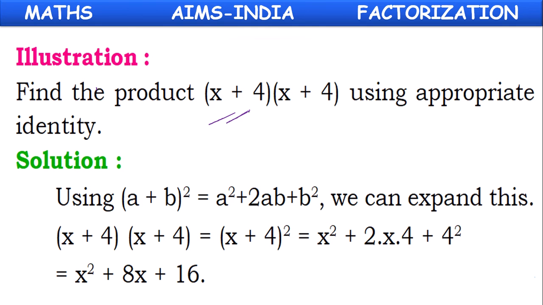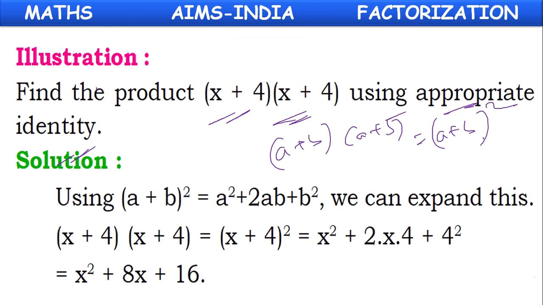Next children, find the product using appropriate identity. So a plus b into a plus b, children, we know that it is equal to a plus b whole square. It is equal to a square plus 2ab plus b square. So this is the identity which is proved already. So we have the identity a plus b whole square equal to a square plus 2ab plus b square.